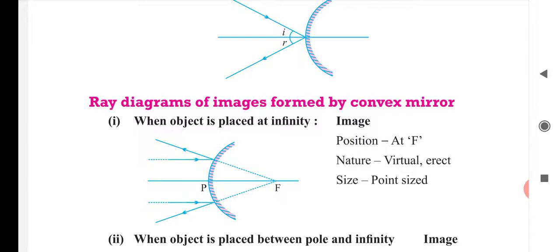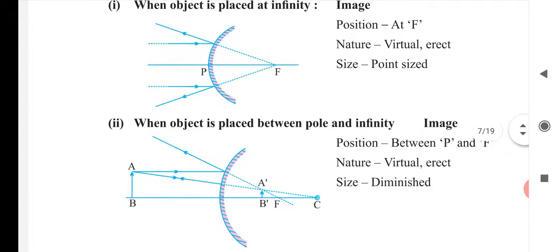Okay, so this is in the case of convex mirror. First, we will place the object anywhere between pole and infinity. If you place the object anywhere between pole and infinity, where will our image be? AB is the object, so take one ray passing parallel to the principal axis. After reflection it is diverging back.